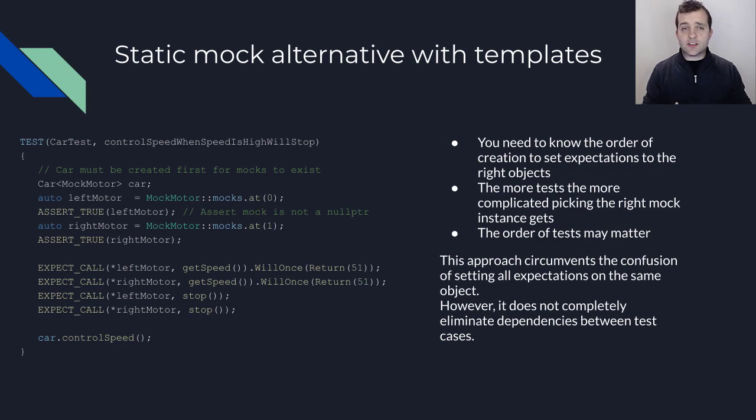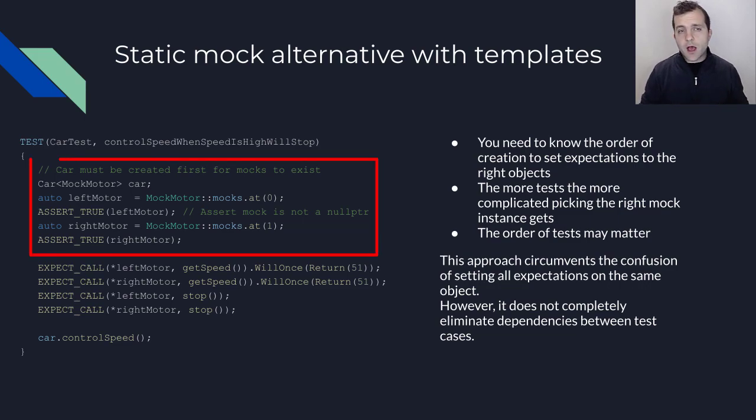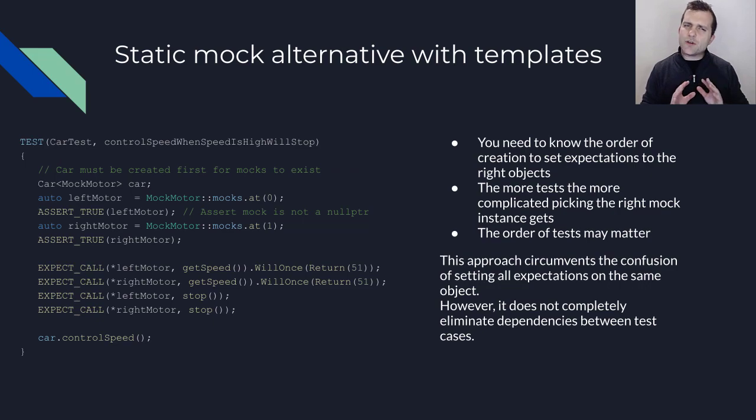The biggest advantage of this static mock injection variant is avoiding leaky expectations. As long as you choose the right instance, you're good to go. However, ensuring this can be inconvenient or complicated the bigger your test suite grows. If you come to think of it, it does not completely eliminate dependencies between test cases. The order still matters as it determines the index of the mock you should fetch.